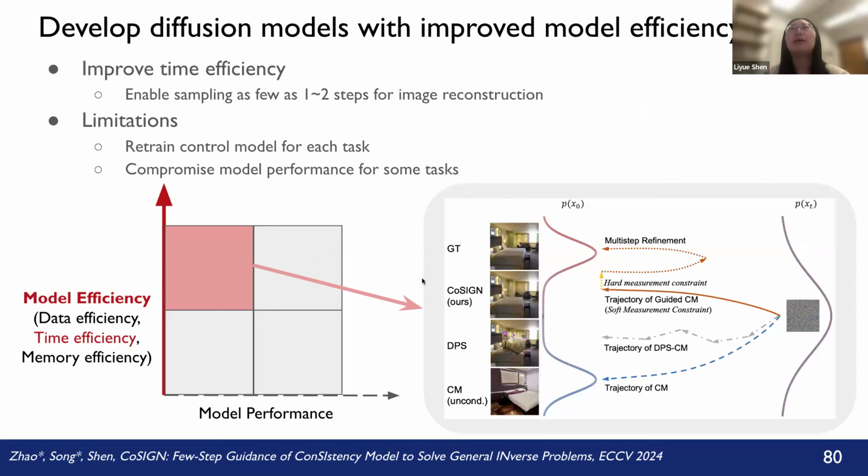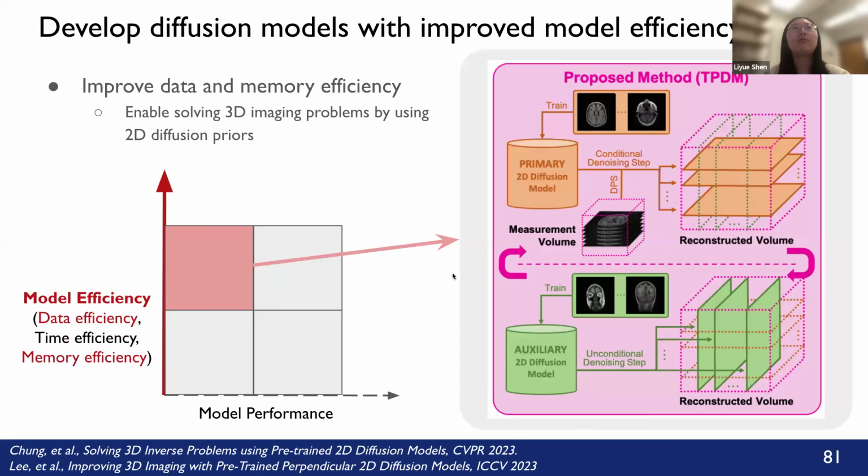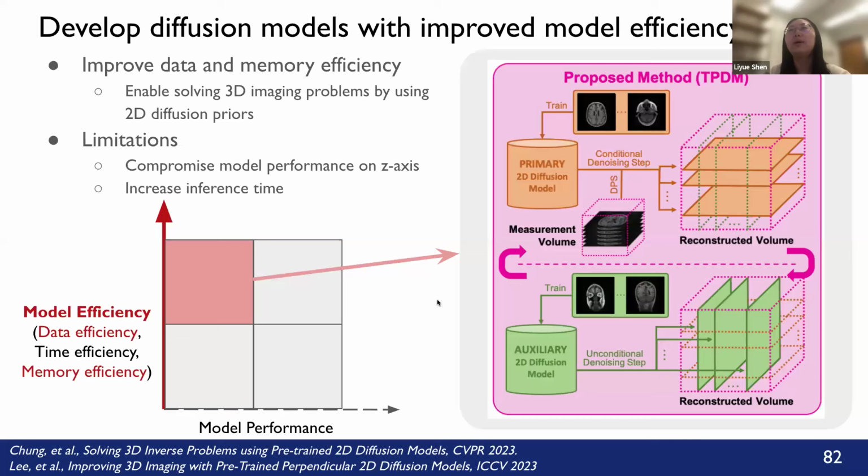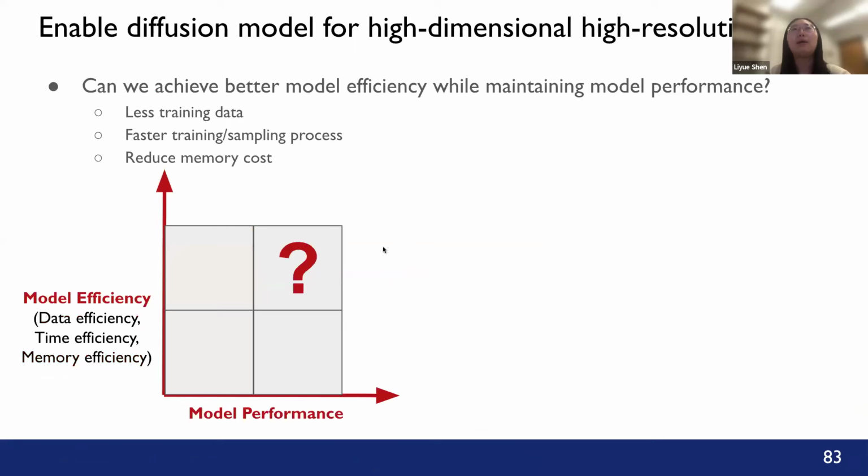Or there are approaches that try to improve data or memory efficiency by doing slice-by-slice reconstruction, in order to enable 3D reconstruction using a 2D diffusion prior. But these methods compromise the performance in the cross-sectional slice or z-axis coherence. And they also increase the inference time again, because they are doing slice-by-slice sampling. So how can we improve the methodology to get the benefit from both ends, improving the model efficiency while also maintaining good performance in generation or inverse problem solving?